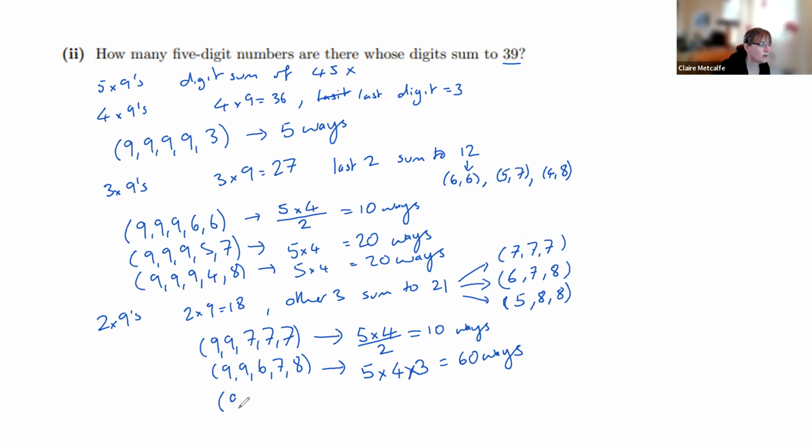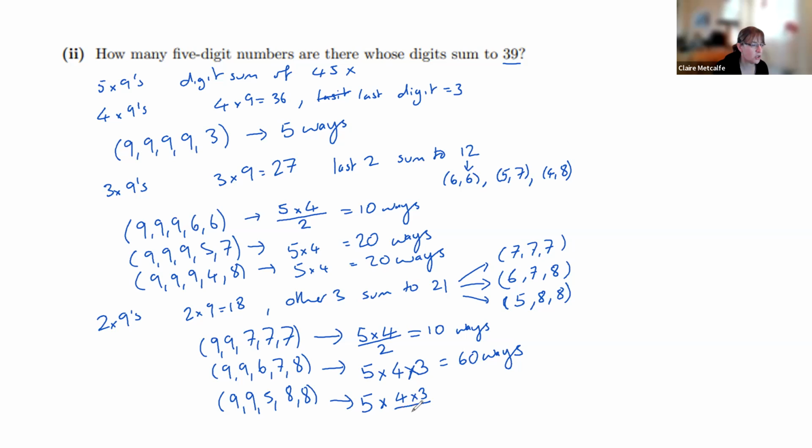And then we've got 9, 9, 5, 8, 8. So I'm going to place the 5 first. There are 5 places you can put the 5. Then I'm going to place an 8 and another 8. So 4 ways to place the first 8, 3 ways to place the second 8.